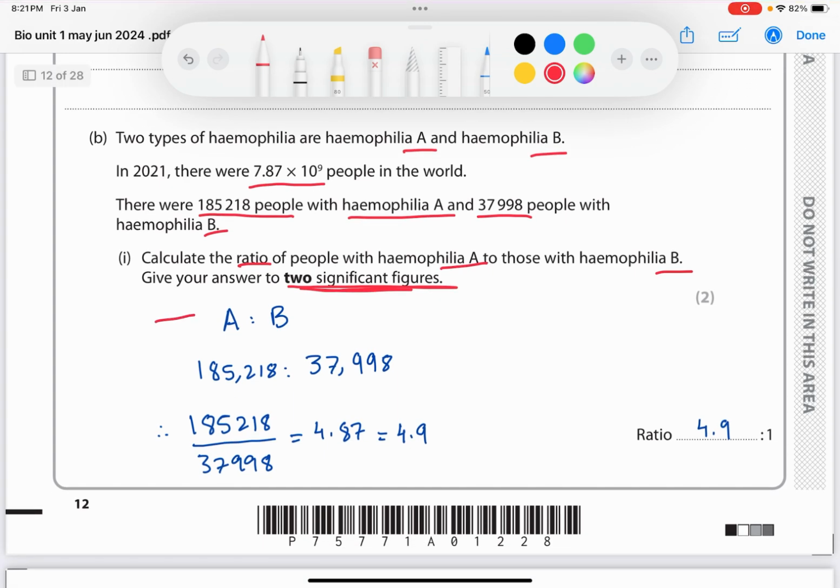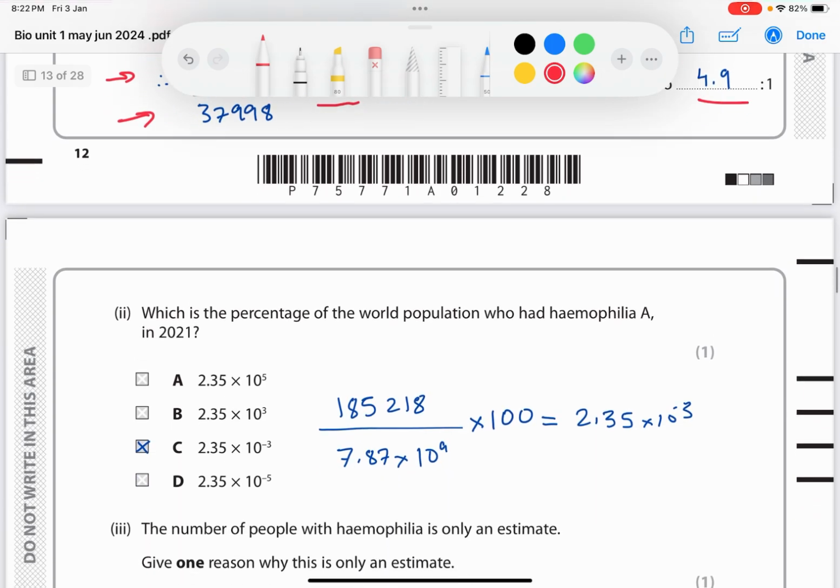Here's A to B. I've written it down so that it's simple and easy, so that we're not making any mistakes in calculating. To find the ratio, you're going to divide A over B, and you get 4.87. Now remember, they asked for 2 significant figures. Therefore, our answer is going to be 4.9 to 1.